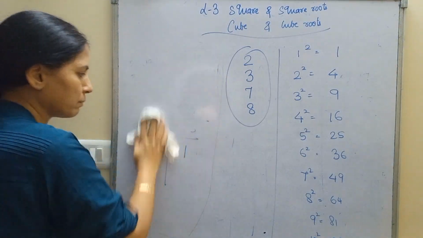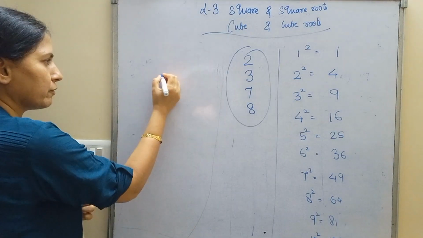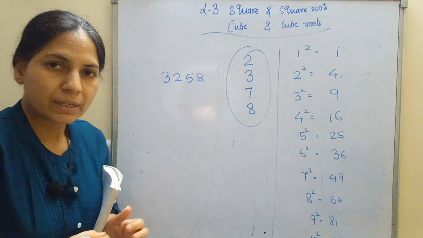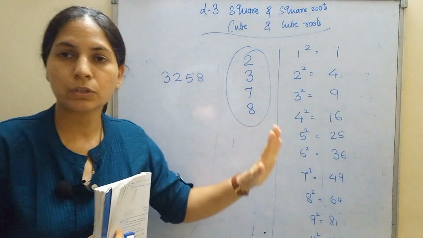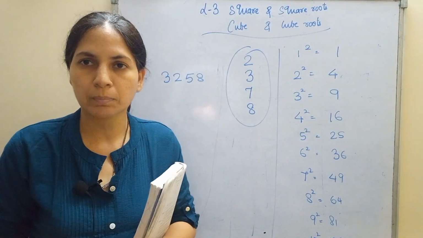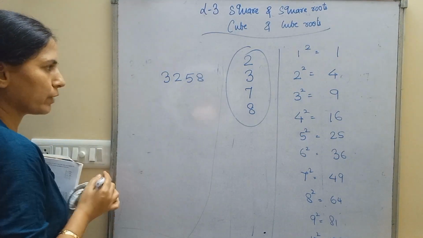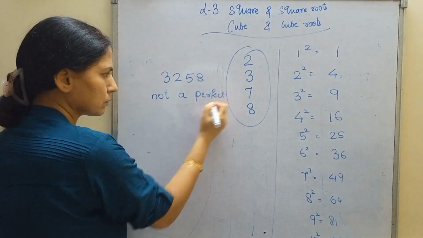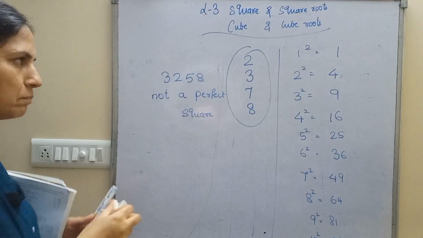Now if I take some number such as 3258. My dear students, do you find this 8 here? 8 is also here. Simply by looking at it you will know that it is not a perfect square. So no need of finding the root of it, because you will not get a whole number. So it is not a perfect square. I hope you followed this. Should I go ahead with the next sum?